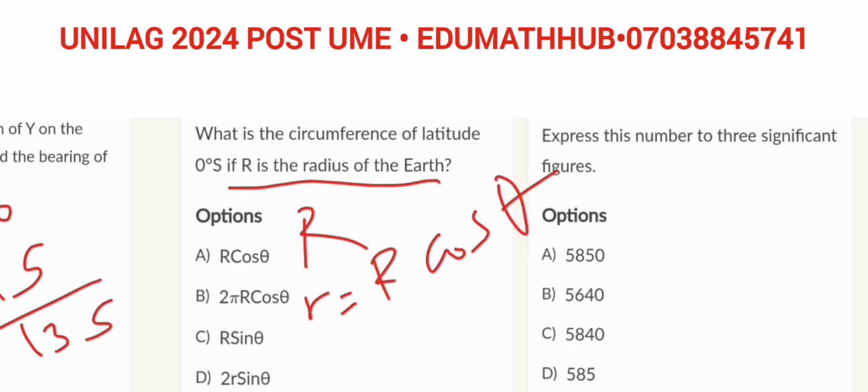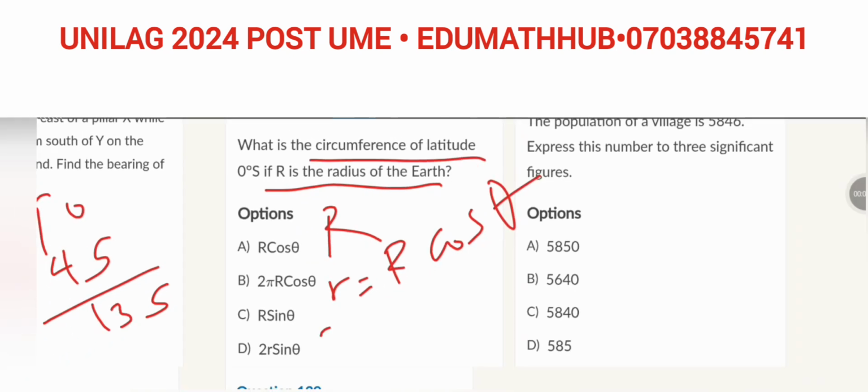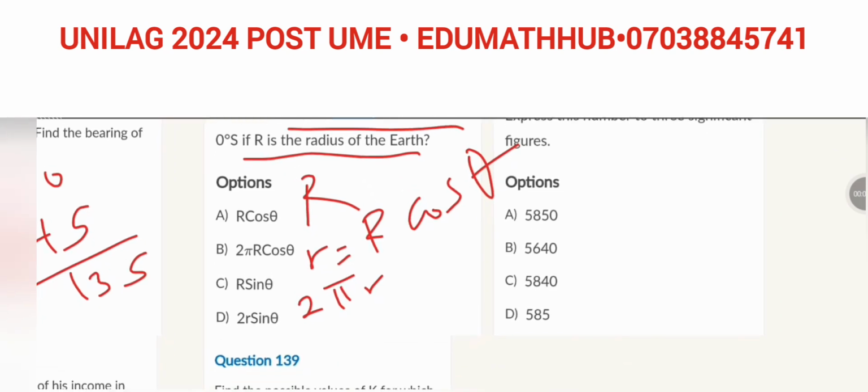Okay, but you have to find the circumference. Circumference is 2 pi r, that's the formula of circumference. But we already know our small r is equal to big R cos alpha. So the answer will just be 2 pi, and instead of writing small r, let's use this formula there. That will be big R cos theta. So go to the options and look for 2 pi big R cos theta. So the answer is B.